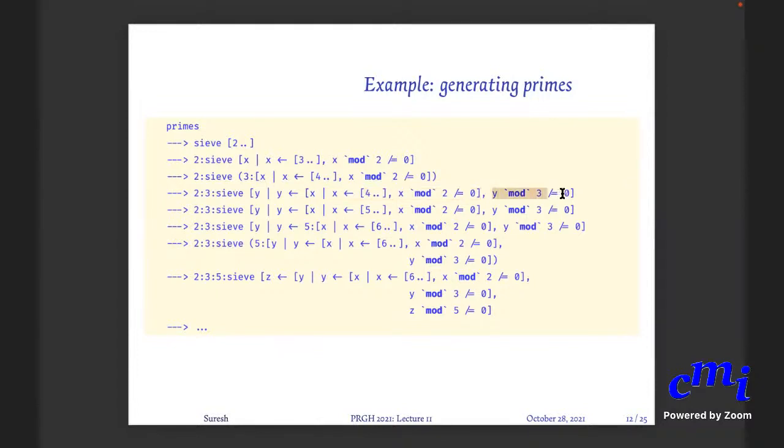Yes, because you have taken out 2 primes. The first level you will test against divisibility by 2. Those elements that pass that, for those y's you will do the divisibility test by 3. Now internally, 4 fails the divisibility test by 2, so you will throw it away. Then you will come to 5, which passes the divisibility test by 2, so you will take it. So the internal list becomes y belonging to 5 colon whatever x such that x belongs to 6 dot dot such that x mod 2 is not equal to 0.